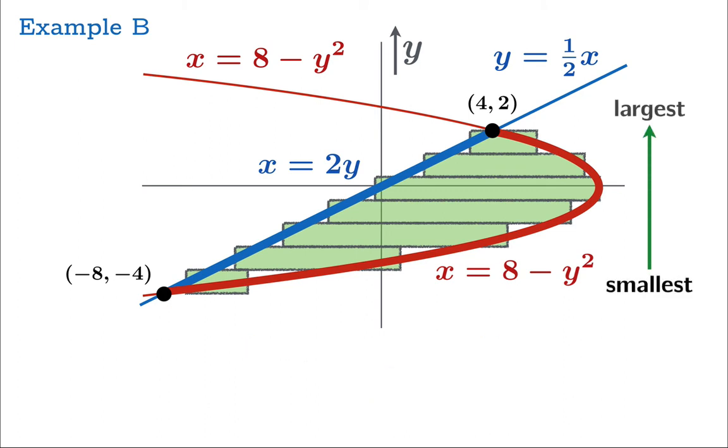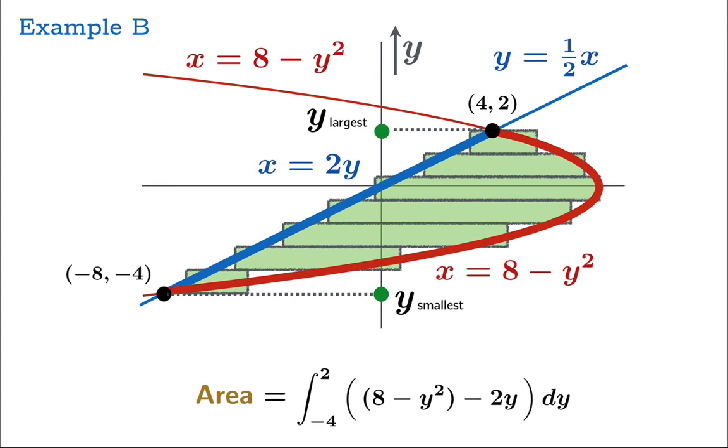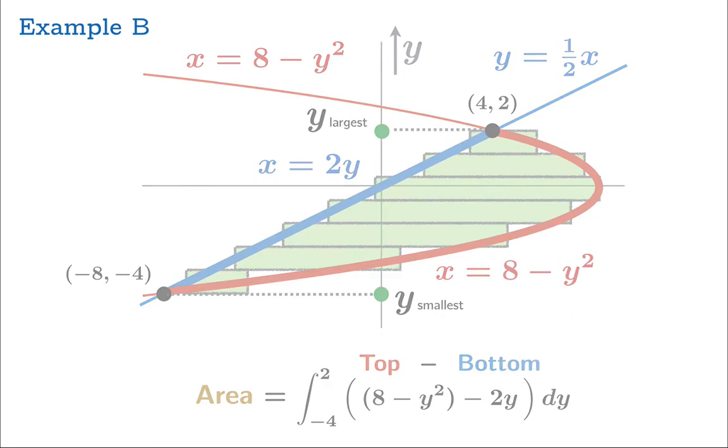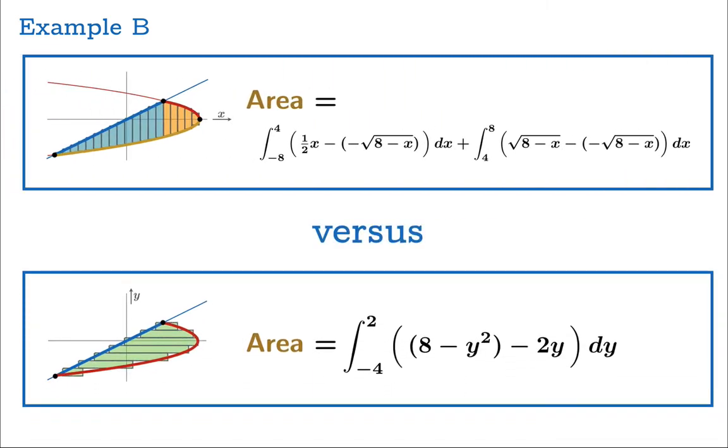The smallest value to the largest value, we go in this direction, so we'll be integrating from y equals -4 to y equals 2. The beautiful thing with this method is we've got just one integral that we need. We can integrate from -4 to 2, top minus bottom, which is 8 minus y squared minus 2y, and that should give us the area. Now, compare these two results.